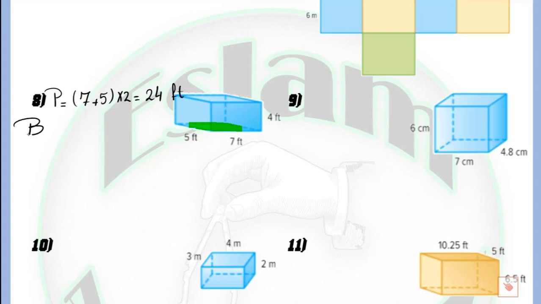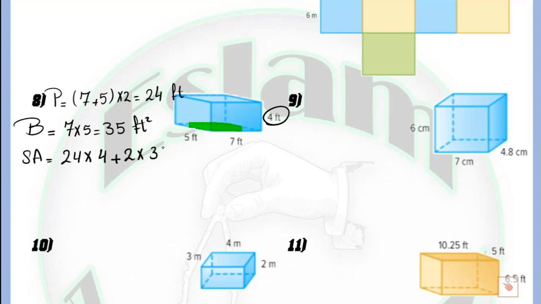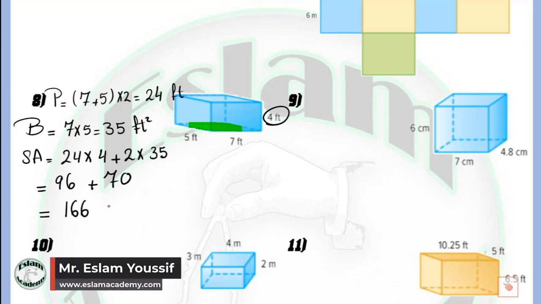Now we need to find the area of the base. The area of the base is equal to length multiplied by width. So 7 times 5 equals 35. Now the surface area will be equal to the perimeter of the base multiplied by the height, which is 4, plus 2 times the area of the base. 24 times 4 equals 96, plus 2 times 35 equals 70. By adding the two numbers, you will find that the answer is 166 feet squared.